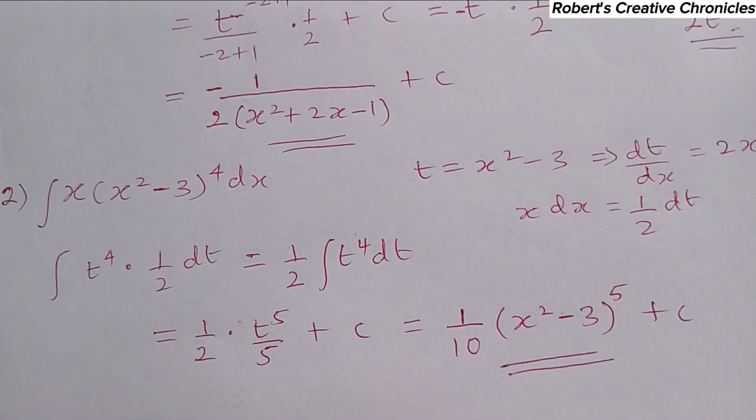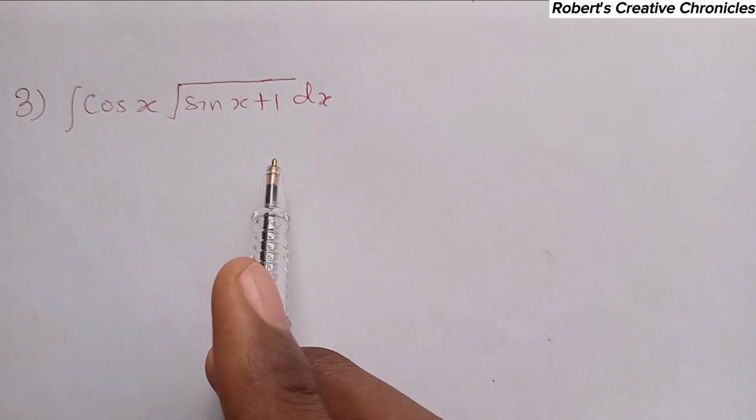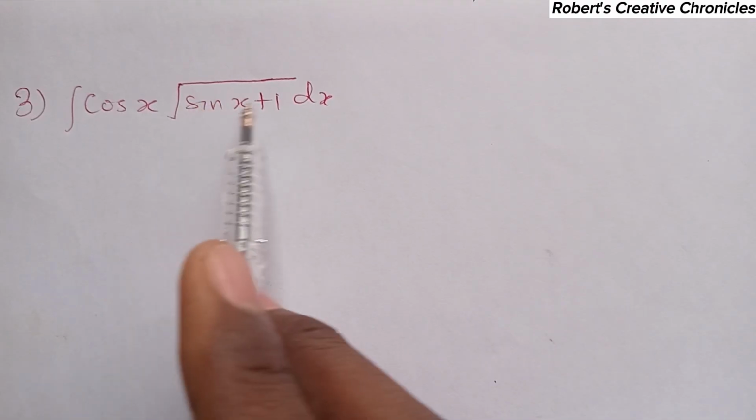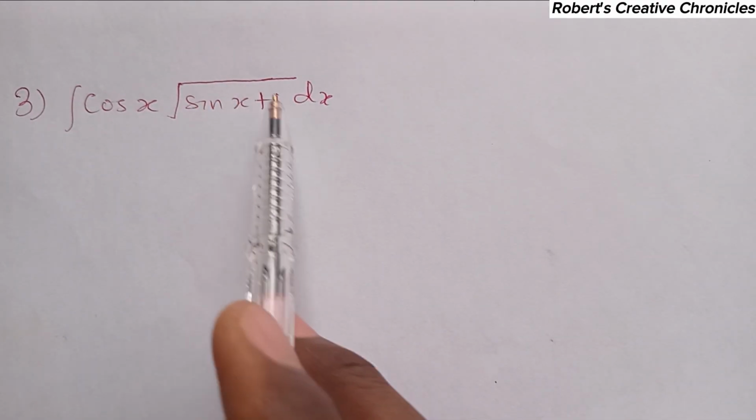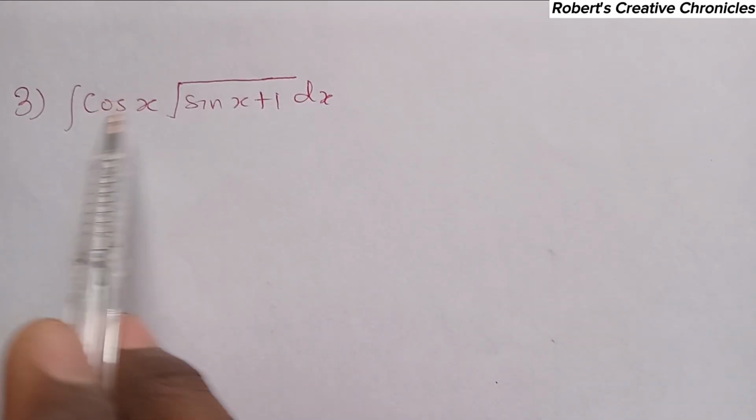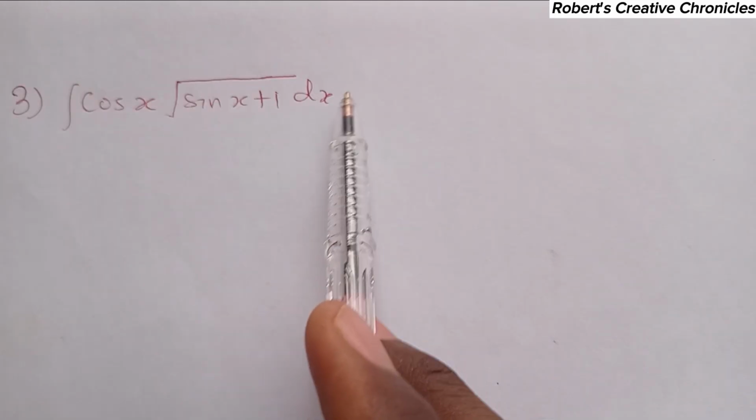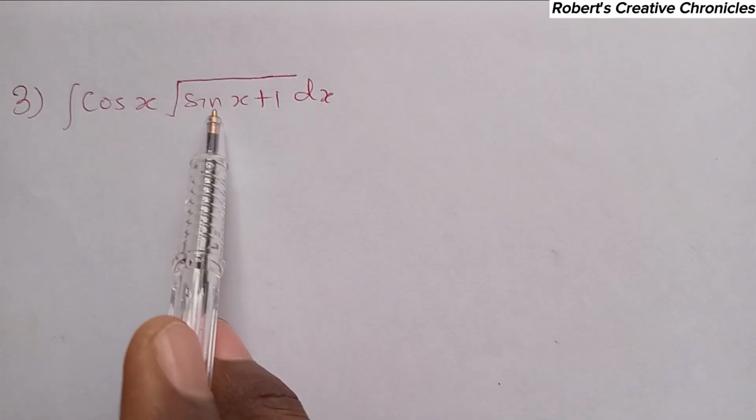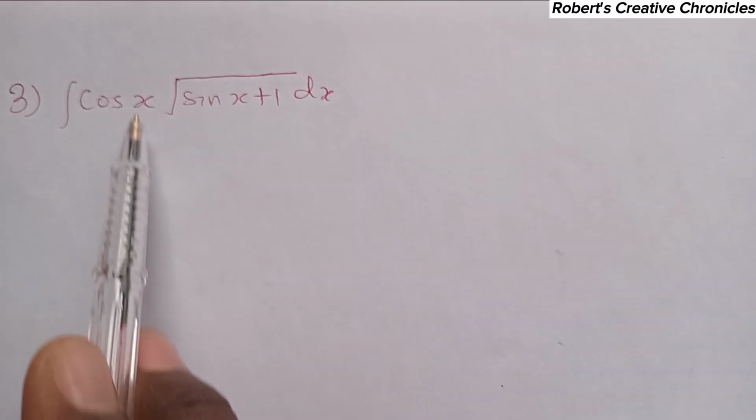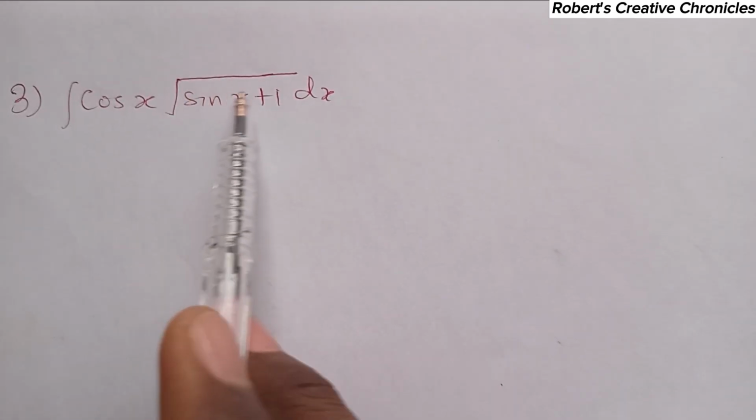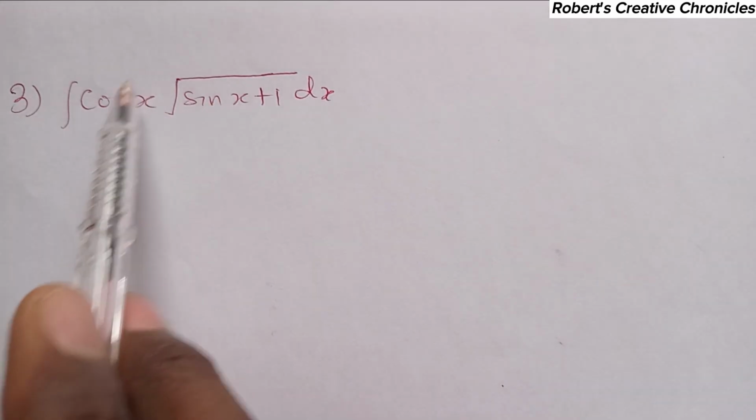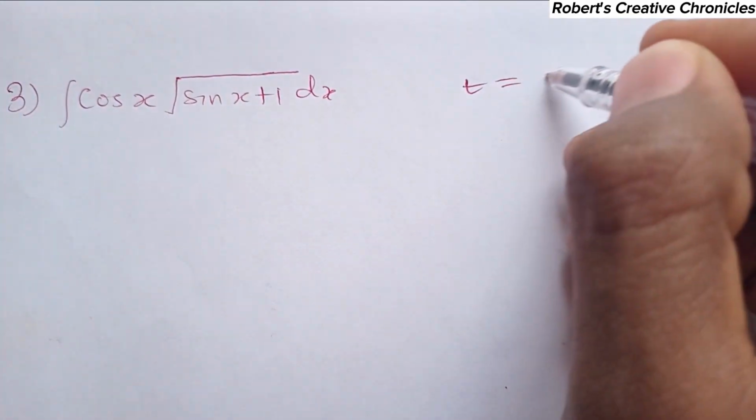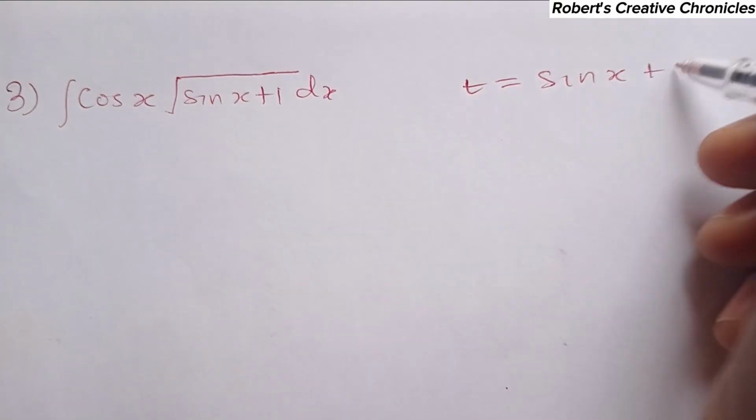Then let's move to the third one. So now here's the third one. In this one we're going to substitute t as sine x plus 1, because when we differentiate it we get cos x, and it will be easy to cancel since this one is outside. But if we take t as cos x, we'll get negative sine x, but it will be difficult for you to cancel this one since there is a square root on it. So it's easier to take sine x plus 1 as t, because it will be easier to cancel cos x.